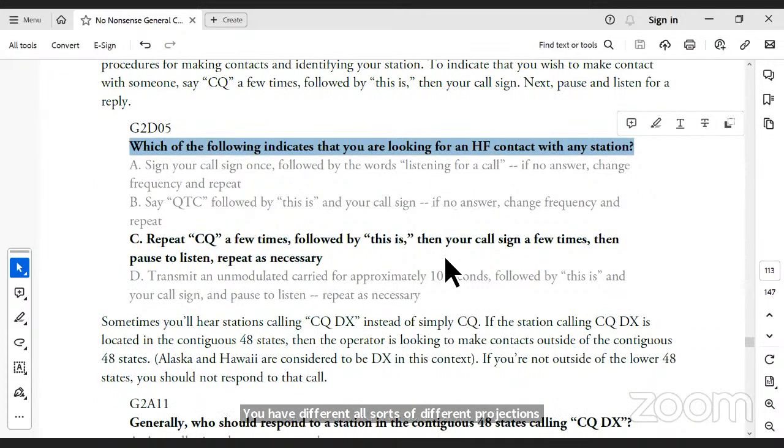Which of the following indicates that you are looking for an HF contact with any station? Well, we repeat CQ a few times, followed by "this is," then your call sign a few times, then pause to listen, and repeat as necessary. Okay.